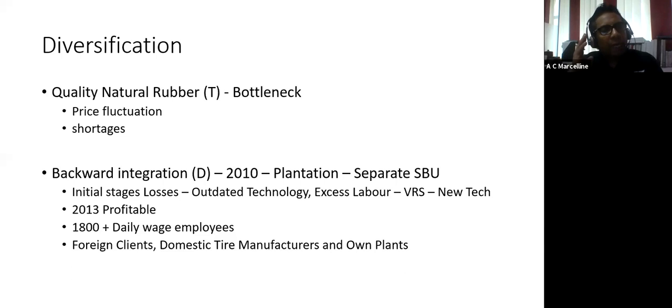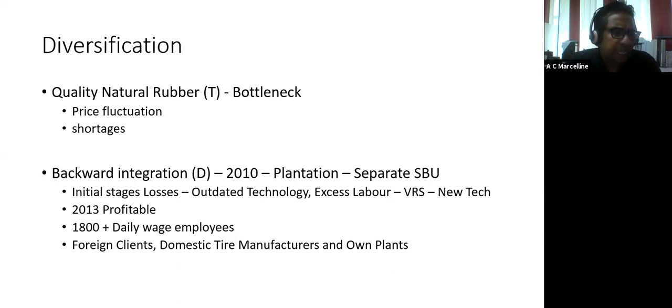So what they did, they sent out all the excess labor because of the outdated technology. They upgraded the outdated technology. They sent the people out, giving them a voluntary retirement scheme, because they didn't want so many employees there unnecessarily. And now these are the issues which you would face, and these are the issues that would come back as well. So since 2013, they've been profitable, pretty good. In 3 years' time, they could turn it around.